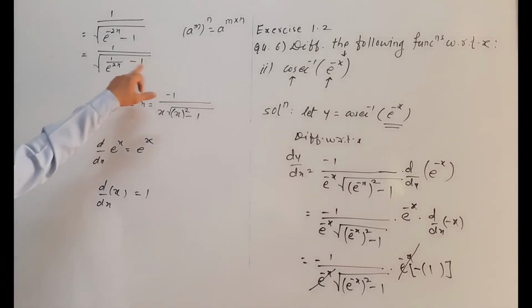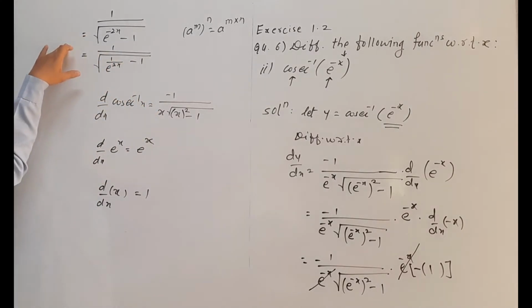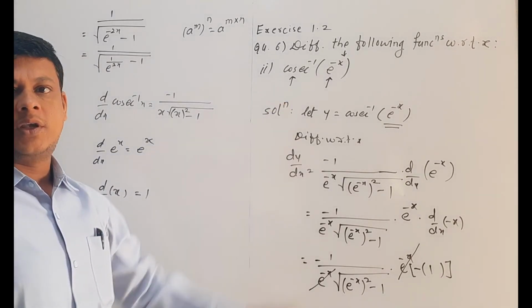So you can transfer this e raised to the power 2x minus 1. So you can simplify yourself. Next step. So you can find the derivative in this way for this given function.